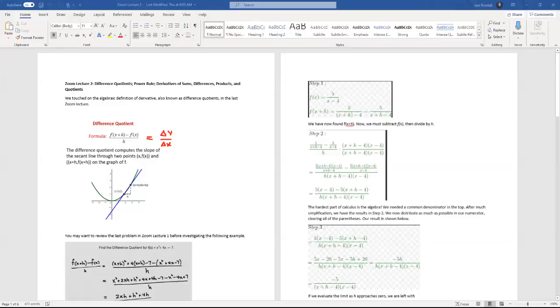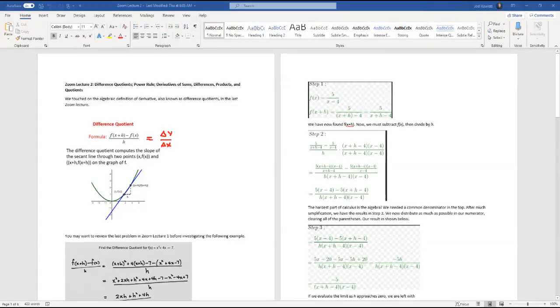Welcome to Zoom Lecture 2. This is going to be on difference quotients, the power rule, and derivatives of sums, differences, products, and quotients.